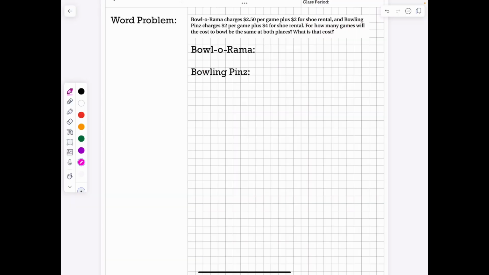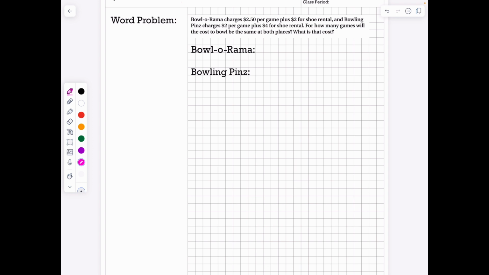Okay, so word problem. This is on the back side of your note sheet. Bowlerama charges $2.50 per game plus $2 shoe rental. And Bowling Pins charges $2 per game plus $4 shoe rental. At how many games will the cost to bowl at each location be the same?